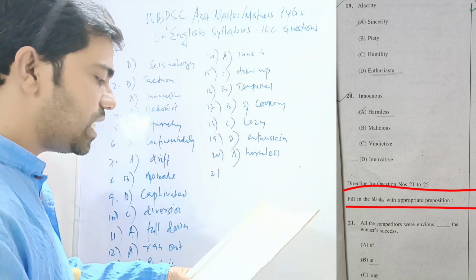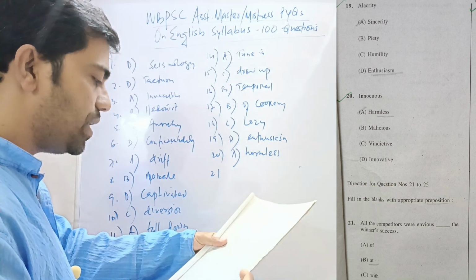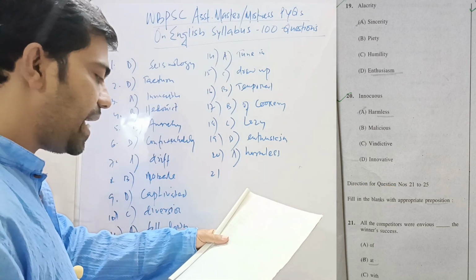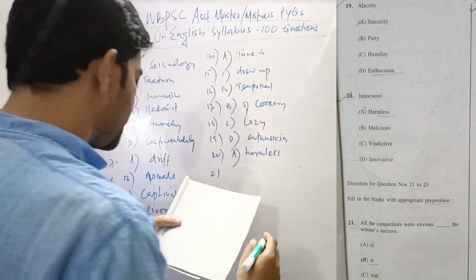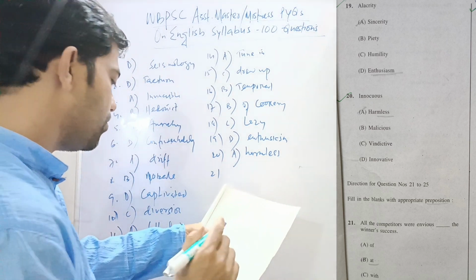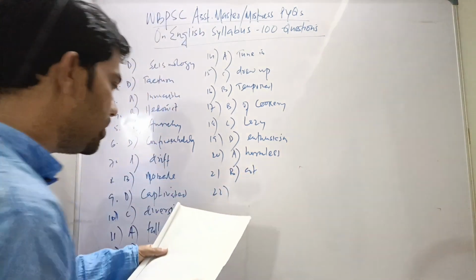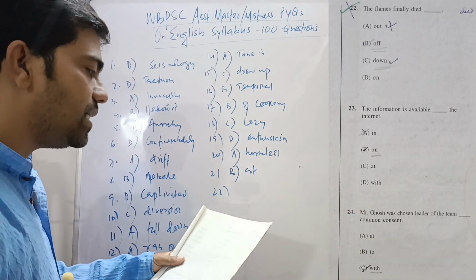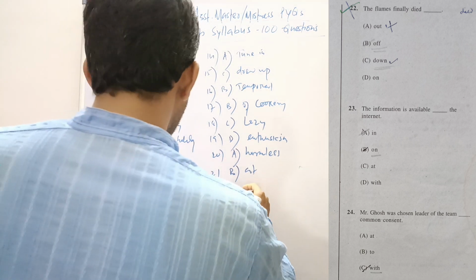21. So direction for question number 21 to 25: fill in the blanks with appropriate prepositions. All the competitors were envious at. Yes, envious. The appropriate preposition with the word envious will be at. B number. At.